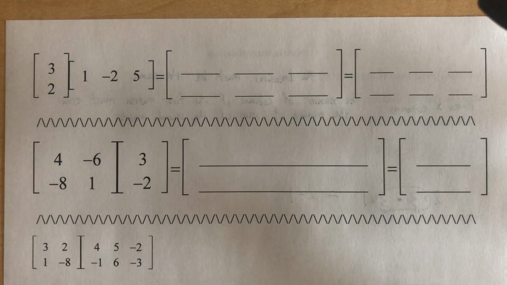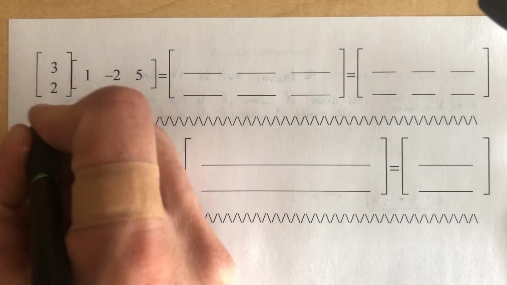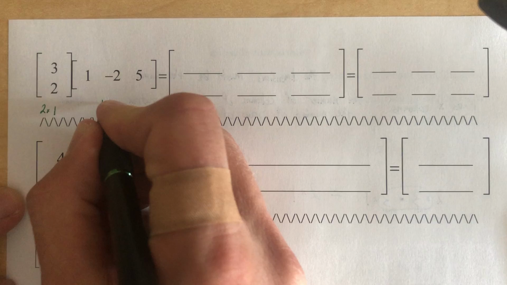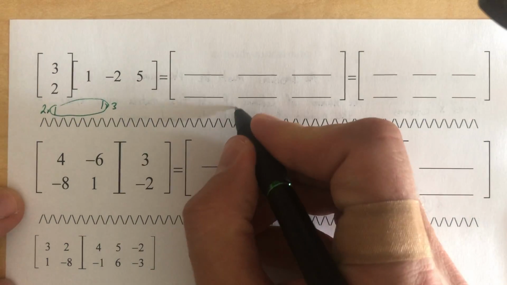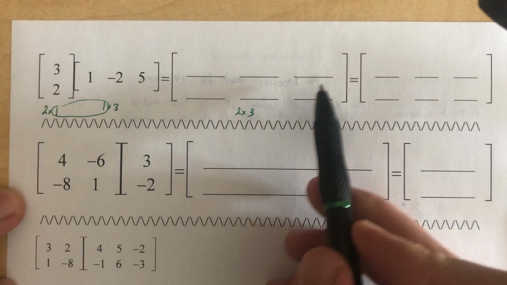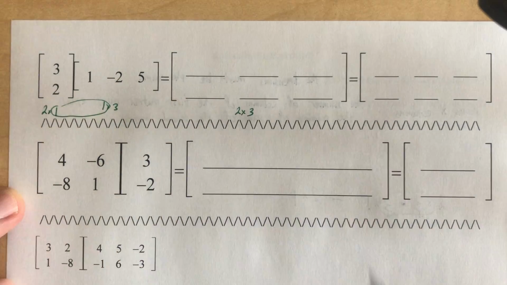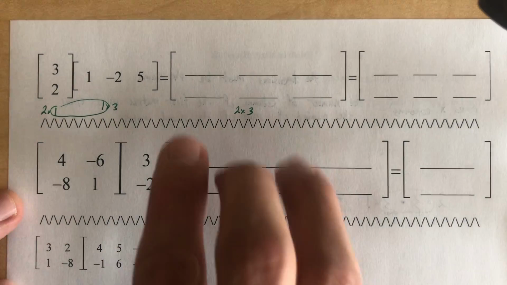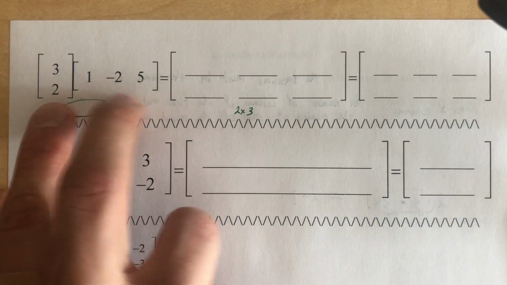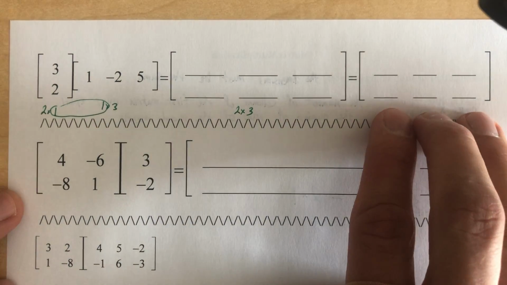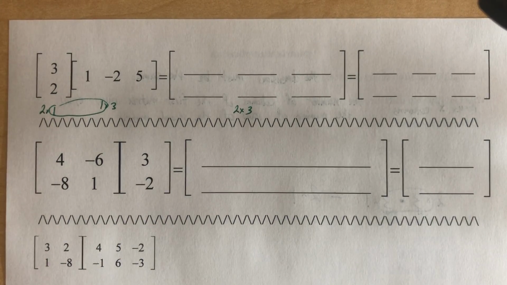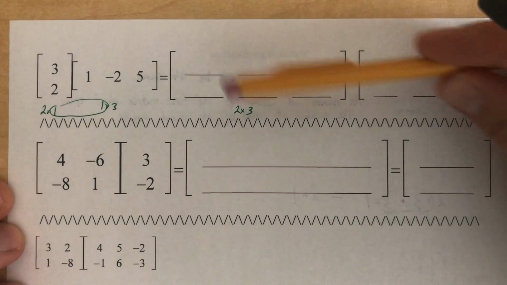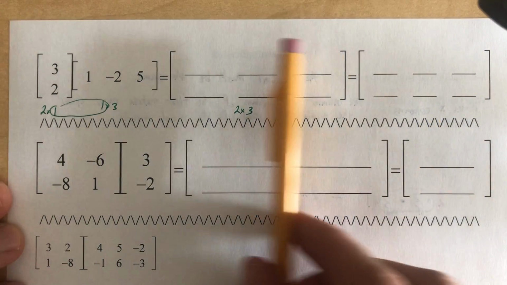So let's begin with a brief conversation about the fact that this is a 2 by 1 and this is a 1 by 3, and because the ones in the middle cancel, I'm going to have a 2 by 3. So that's what I have here. 2 rows, 3 columns. All right, and so this is the problem. This is where I'll do my work, and this is going to be my final answer. Let's move on. Okay, I want to know what goes in the top row, left column.